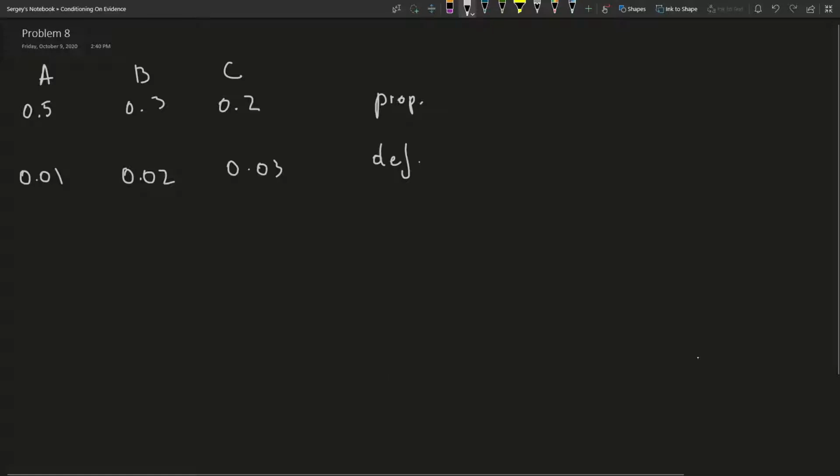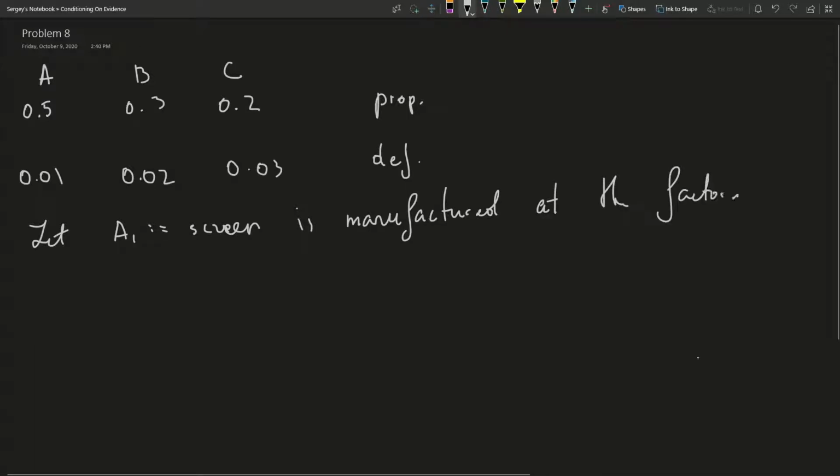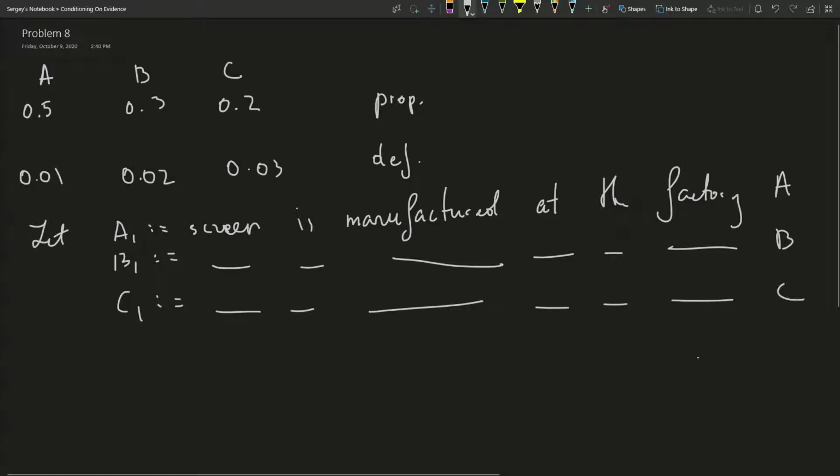So let's define some events. Let A1 be the event that a screen is manufactured at the factory A. Similarly, we'll define B1 and C1. And we'll also define the event D, that the screen is defective.